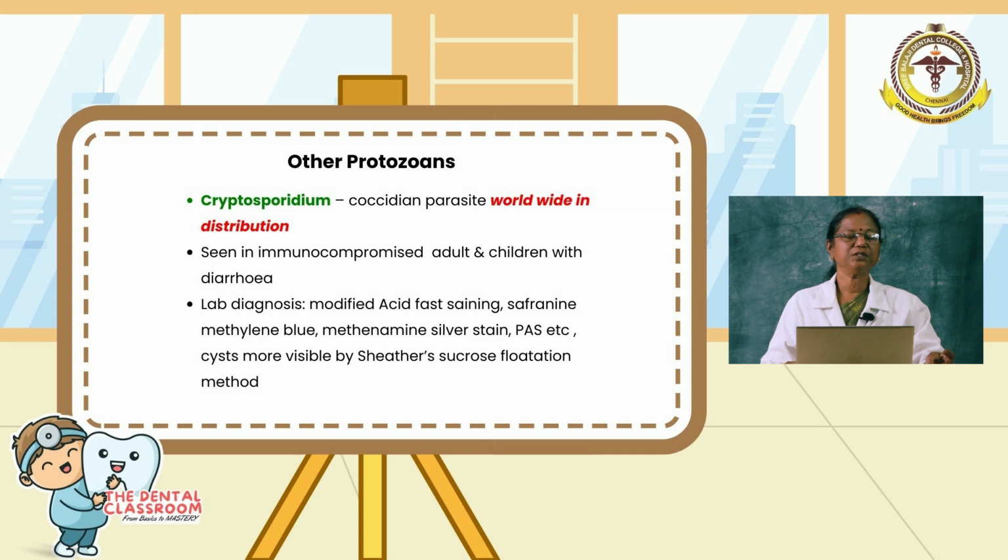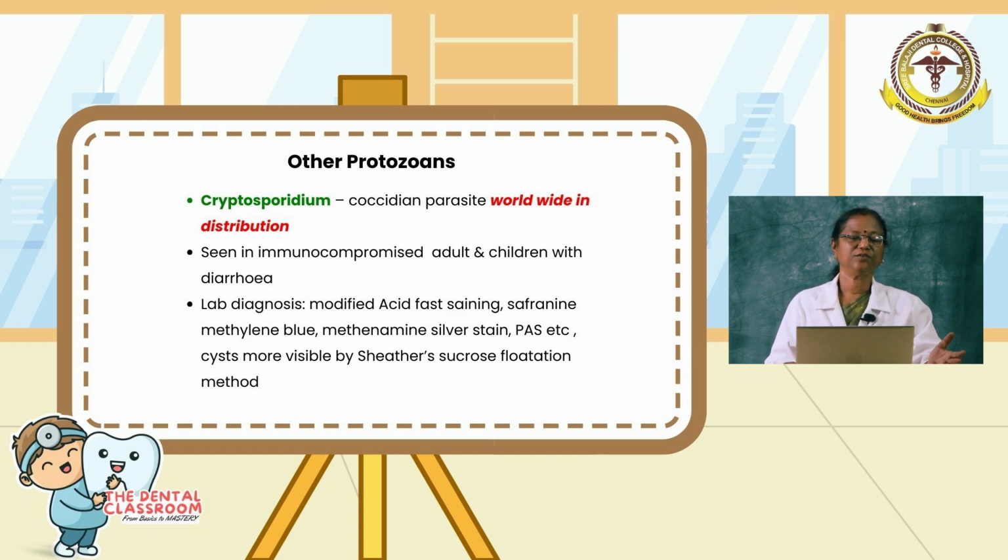So, the other protozoans are Cryptosporidium. Again, these are coccidian parasites which are worldwide in distribution. Hope you all must be knowing, Cryptosporidium was first identified as an opportunistic pathogen after the advent of HIV. It is seen in immunocompromised adults and also in children with diarrhea. So, how do you diagnose Cryptosporidium?